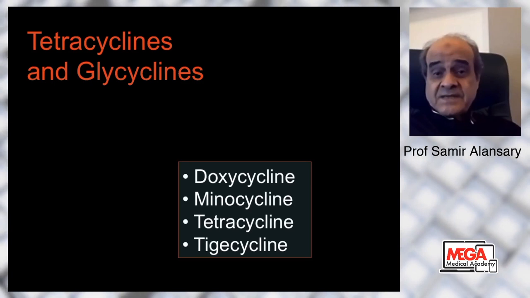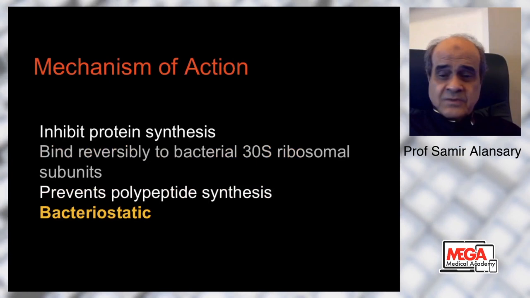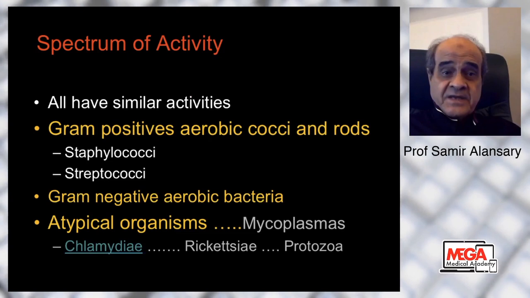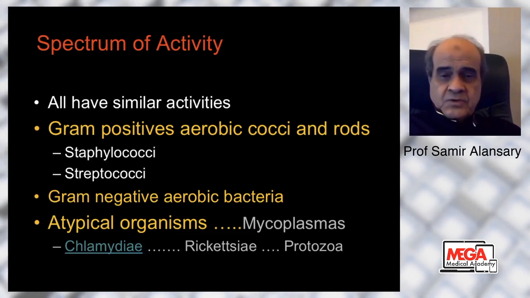Tetracyclines such as doxycycline, minocycline, tetracycline, and tigecycline, and I think most of you know tigecycline, which is a commonly used drug now from the tetracycline group. This group has a bacteriostatic effect. Spectrum of activity: all have similar activities, covering gram-positive aerobic cocci and rods, including staph and strep, gram-negative aerobic bacteria, and the atypicals; doxycycline covers mycoplasma, chlamydia, rickettsia, protozoa. These are common drugs used in such situations.